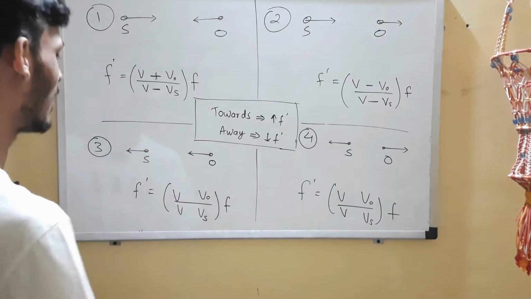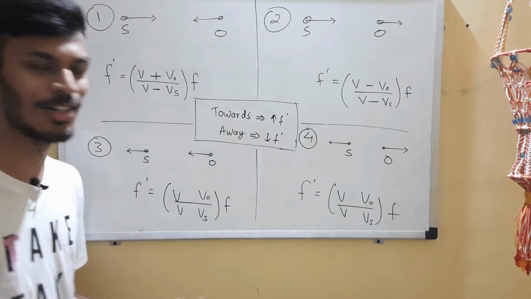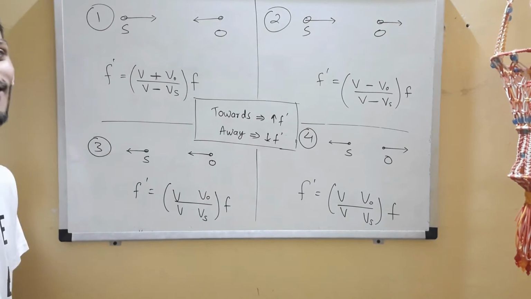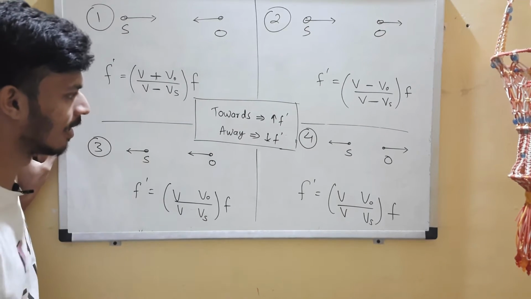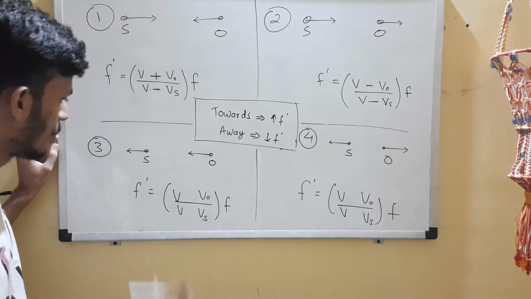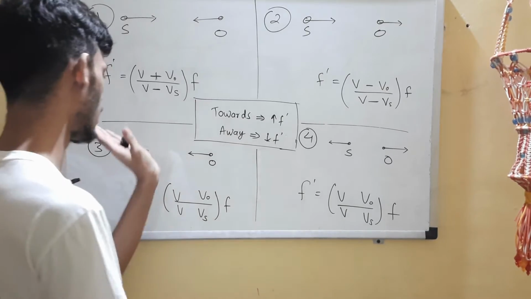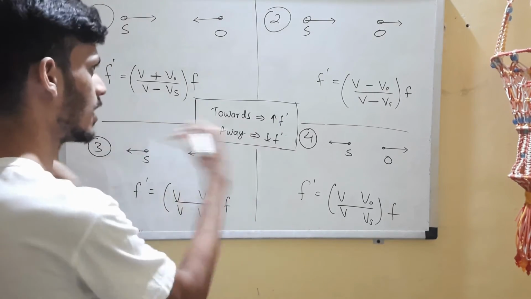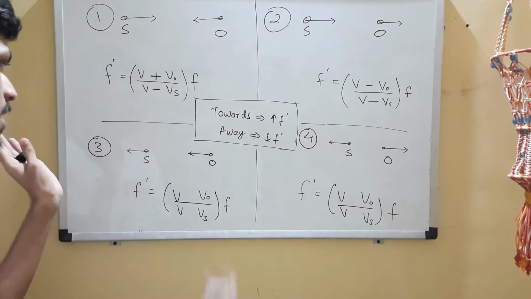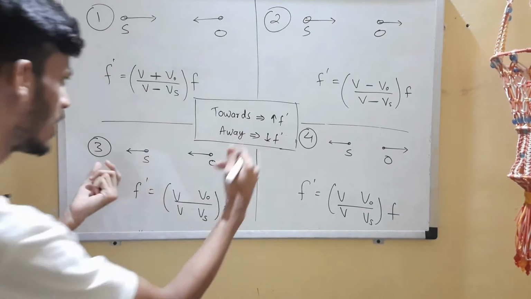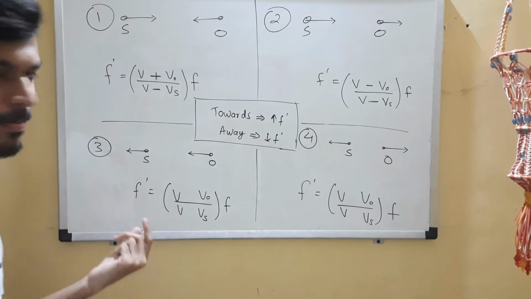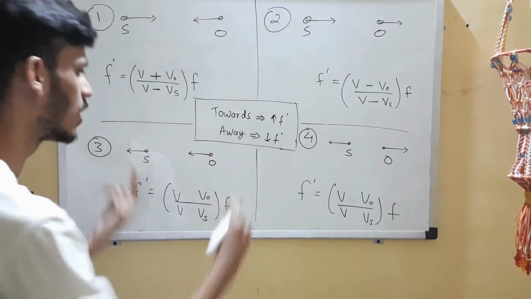Let's try it again over here. If you want to try it, you can pause it and discover the joy of doing it yourself. Okay, let's try it. In the third case, you can see that the source is moving away and the observer is chasing it. Just opposite to this case. Here the observer is chasing it, so the observer is moving towards the source, right?